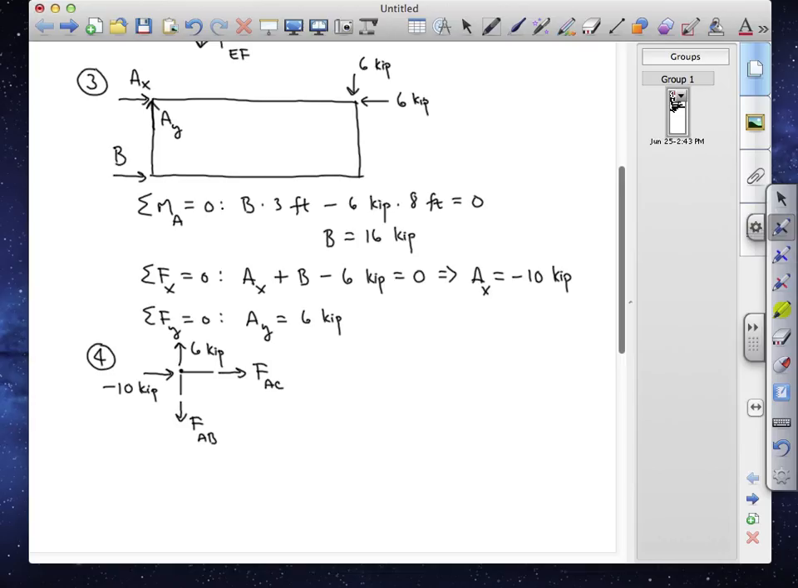And again, the geometry of this particular member makes this very simple. Using my traditional XY coordinate system, I have FAC plus minus 10 kip is 0. And in the vertical direction, I have 6 kip minus FAB is 0. So in this case, both AC and AB are carrying positive loads, which means they are in fact in tension. So FAC is 10 kip and FAB is 6 kip. We could also represent this as just saying this is a 10 kip in tension and 6 kip in tension.